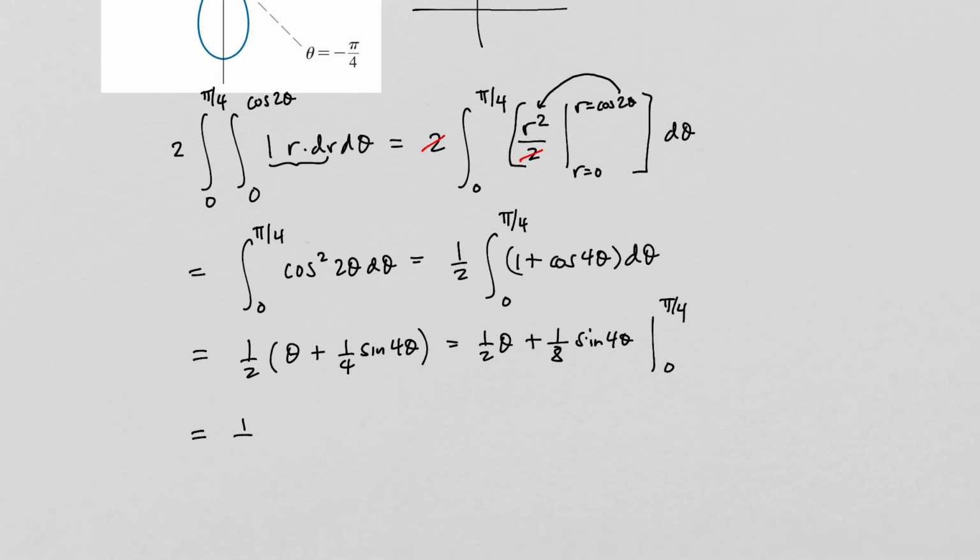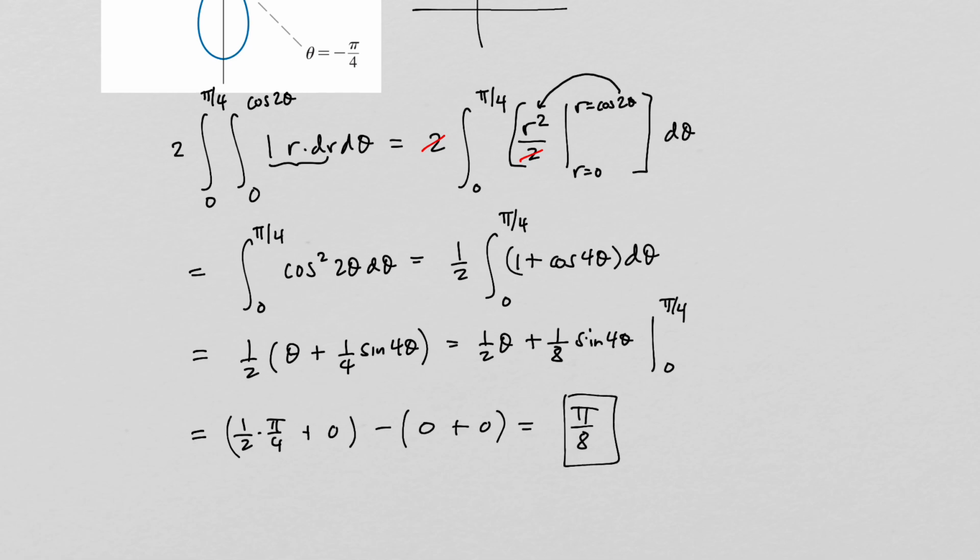Plugging in, we have 1/2 times pi over 4 plus, when you plug in pi over 4 here, you end up getting sine of pi, which is 0. Minus, and then when you plug in 0, you actually get 0. So the answer here in the end is pi over 8.